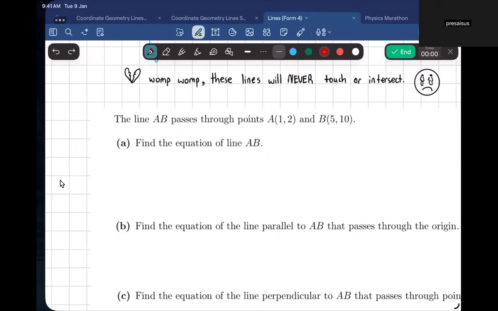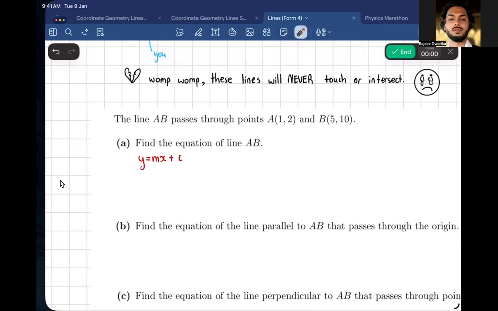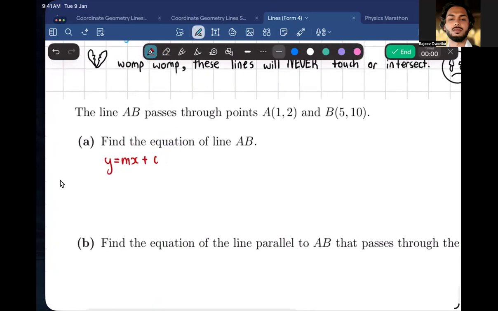The equation is y equals mx plus c. Right. So to find the equation of a line, you need the gradient and you need the y-intercept. So the first thing we're going to find is the gradient, and then we'll find the y-intercept. So Priscus, how am I going to find the gradient of line AB?